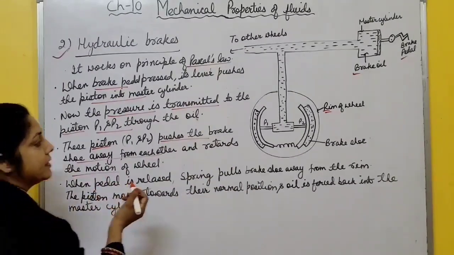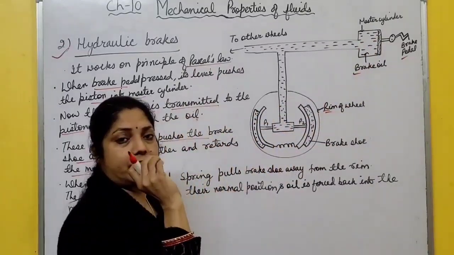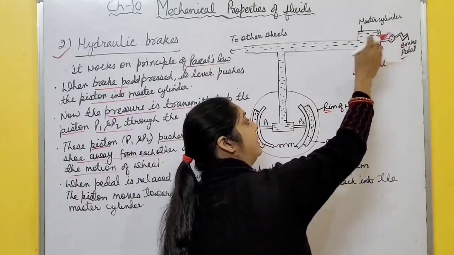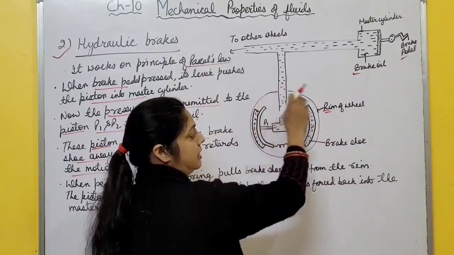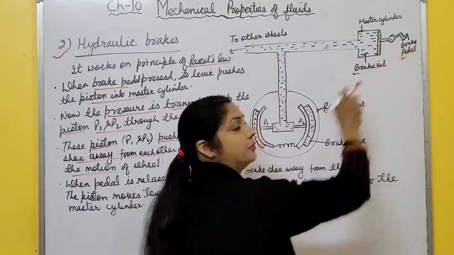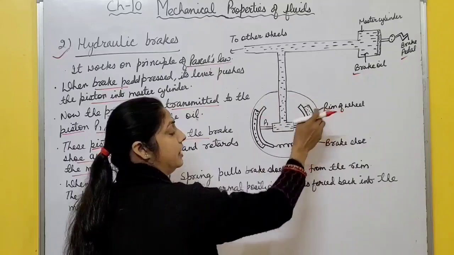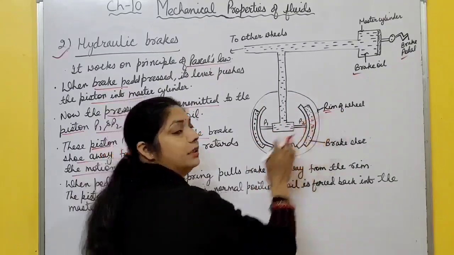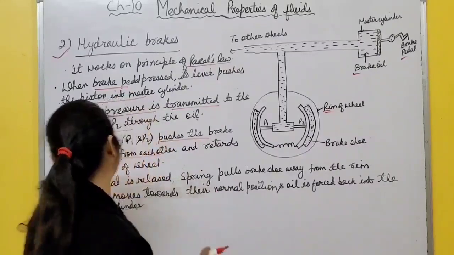Now, what happens? Here, this master cylinder has a small cross-sectional area. So a small force is applied through this brake pedal, and the wheel side has a large cross-sectional area. So a small force is applied through the brake pedal, and a large force is created over here to stop the wheels of the vehicle, right? So that the driver can safely drive the vehicle.